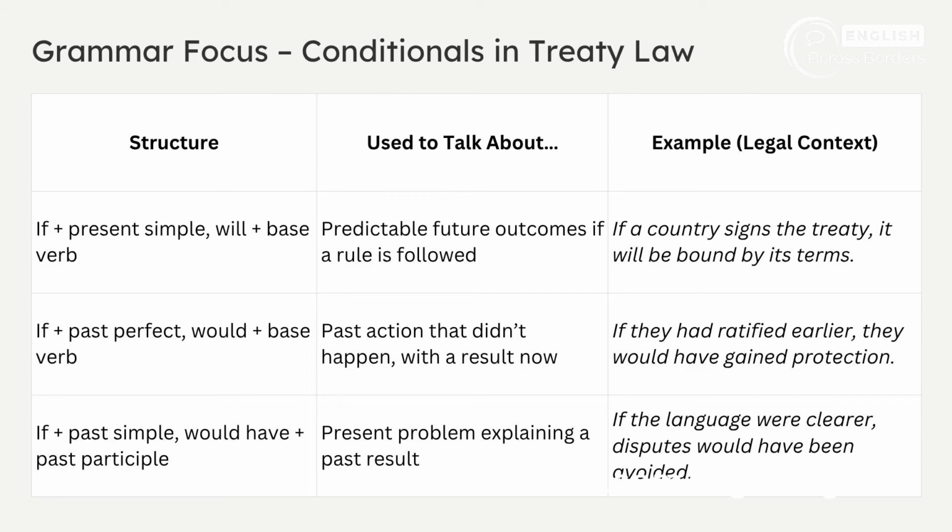Finally, the mixed conditional. If the language were clear, disputes would have been avoided. This one connects a present issue, the language is unclear, with a past result. Legal disputes already happened. In advanced legal writing, this structure is powerful for explaining errors in drafting or limitations in treaty enforcement.